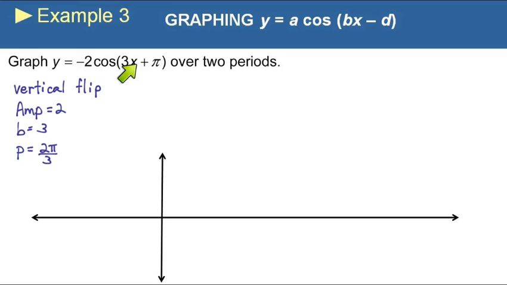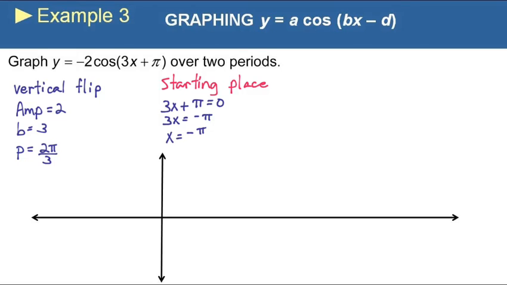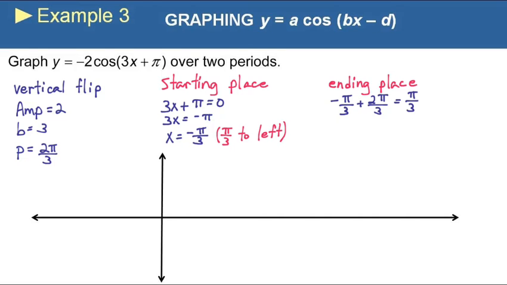Now, let's take our 3x plus pi and find the starting place for our first cycle. The 3x plus pi equals 0. I'll subtract pi from both sides and divide both sides by 3, and it looks like our starting place is going to be negative pi over 3, or in other words, pi over 3 to the left. Now the ending place, I need to take the starting place and add a period to that. So negative pi over 3 plus 2 pi over 3 would be positive 1 pi over 3. So our ending place is there.